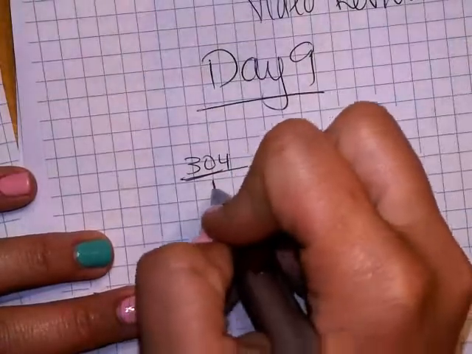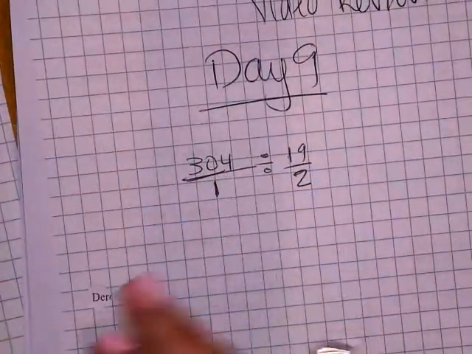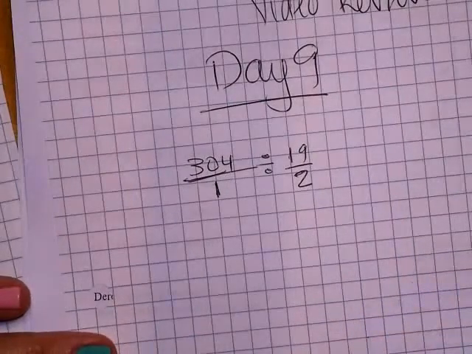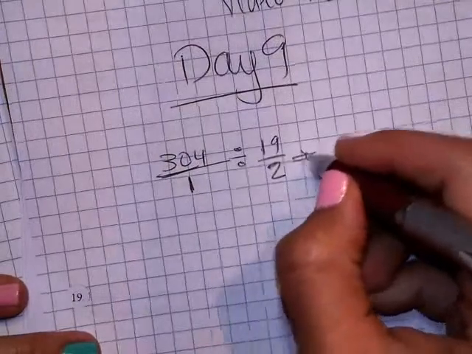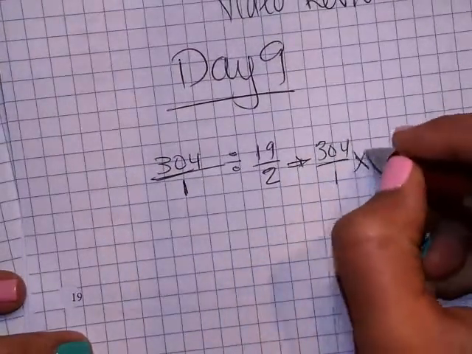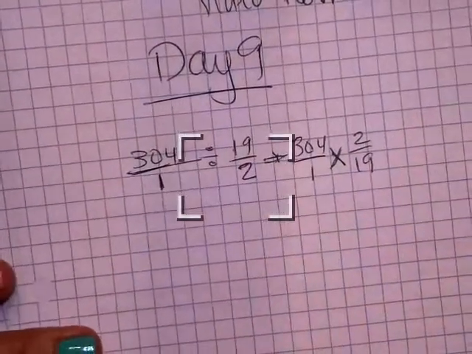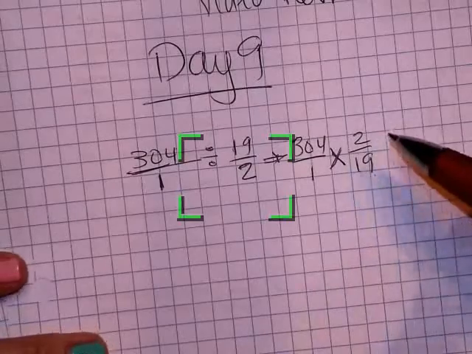Okay. Put your whole number over 1. Make two fractions. Don't just divide with decimals or whole numbers with fractions. Turn them all to fractions. Now, remember, keep the original, change the sign, flip the 2, and multiply by the reciprocal. Okay, let's take a look.